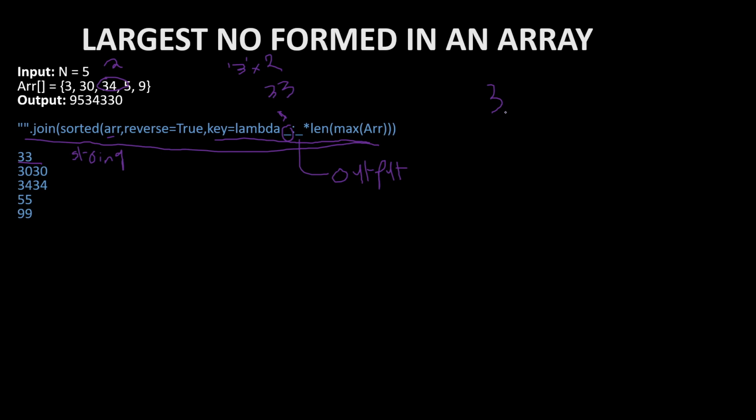First will be 3. 3 is the input on the left side, and the right side is the output. The output says multiply the input with the length of the max element. It is a string input, so we multiply by 2, not 3, since the max element is 34 and its length is 2. Multiplying the character 2 times, we get 33. Similarly, we do that one by one and get 30 30, 34 34, 5 5 and 9 9. We get all these values.